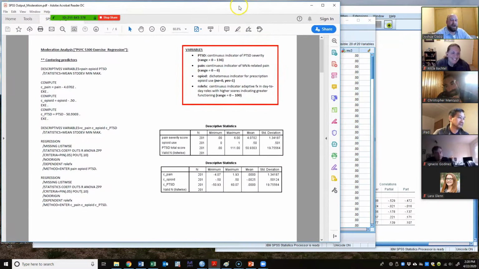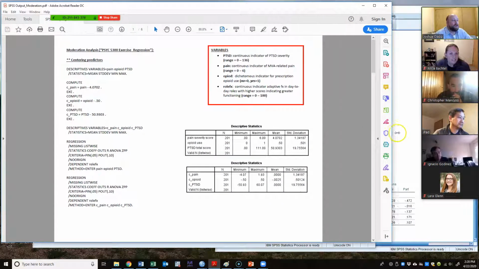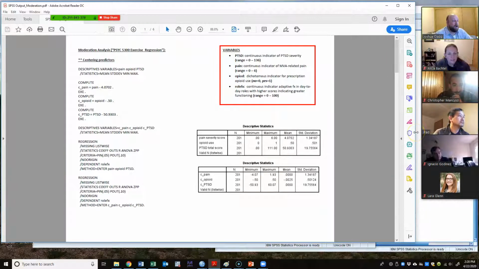All right. So just as a recap for where we left off last time, we had a question where we want to look at some interactive effects of PTSD, pain, and opiate use on role functioning. This is the same set we've been using over and over again. So we're just running some moderation analyses. The same ones that we walked through in class, just doing it in SPSS.